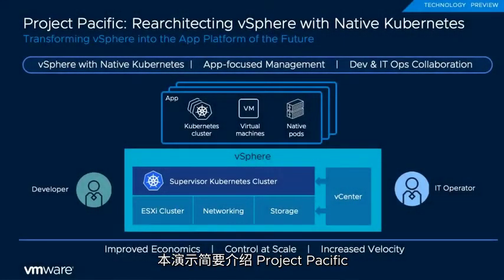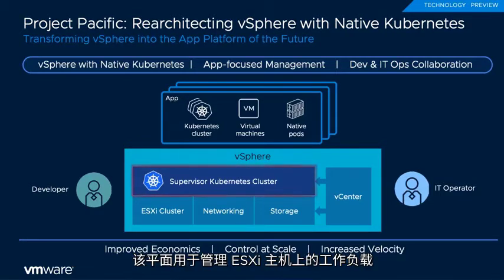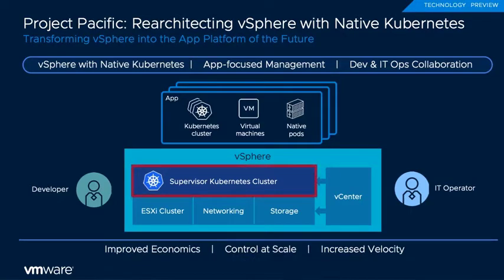This is an overview of Project Pacific. Project Pacific fundamentally changes how developers get access to vSphere infrastructure and how IT operations provides governance. vSphere has been re-architected to include a Kubernetes control plane for managing workloads on ESXi hosts. We call this the supervisor cluster.